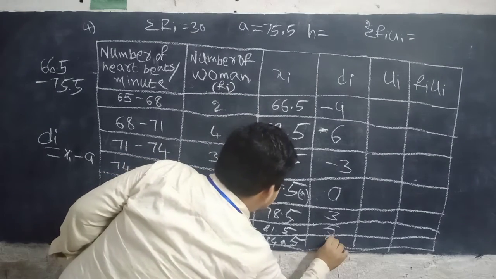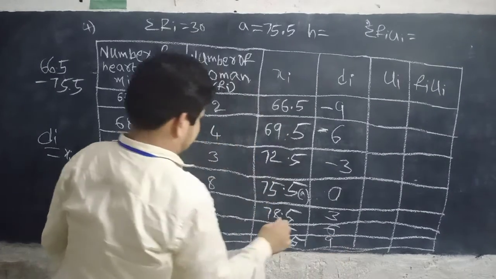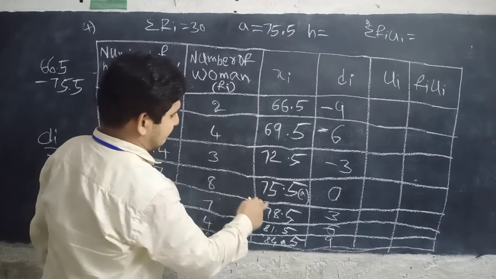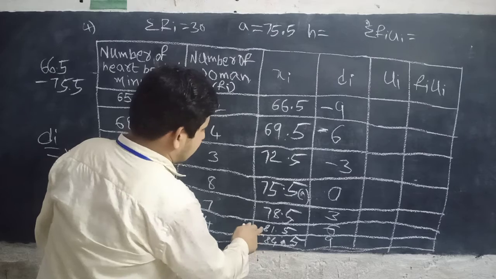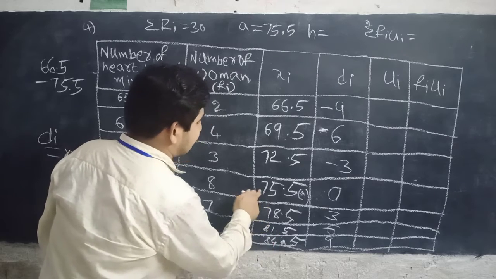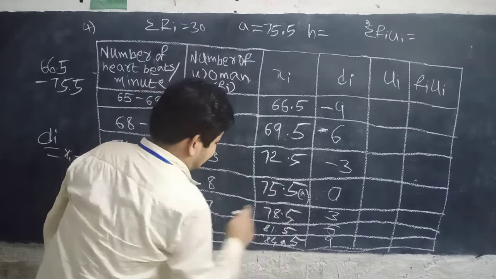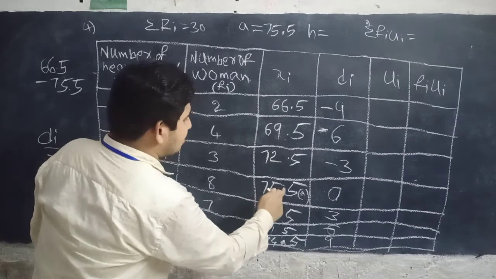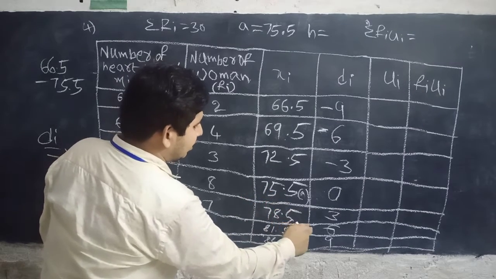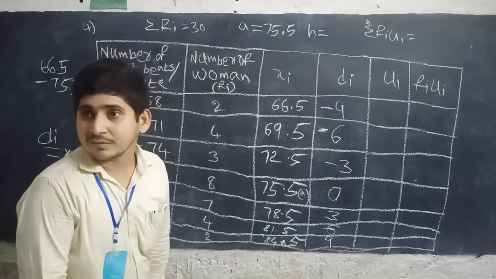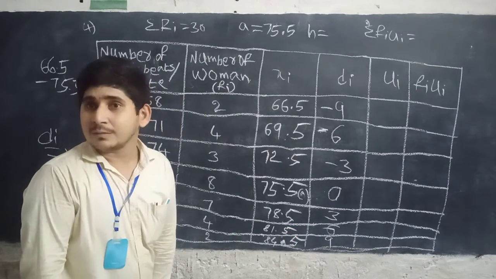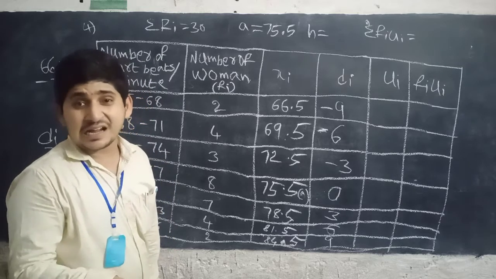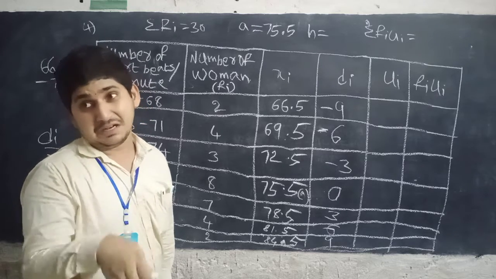84.5 minus 75.5 is 9. 78.5 minus 75.5 equal to 3. 81.5 minus 75.5 equal to 6. 84.5 minus 75.5 equal to 9. Okay? Any doubt? If you have any doubt, contact me.